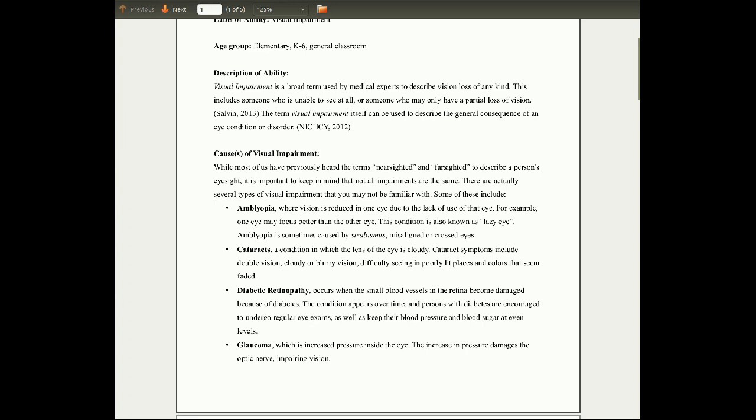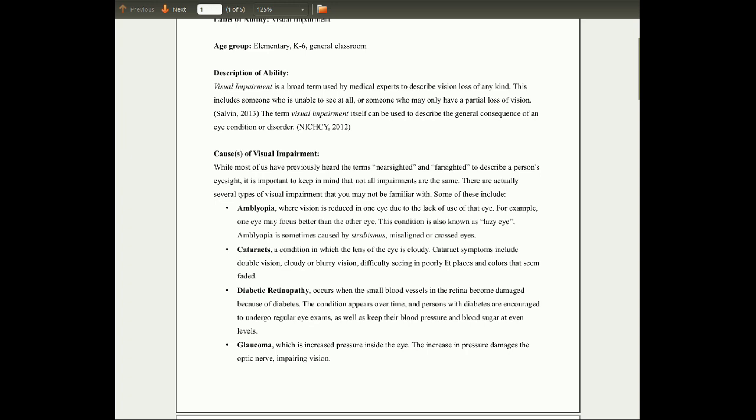Cataracts are also a condition that would cause an eye impairment. It's where the lens of the eye is cloudy. Cataract symptoms would include double vision, cloudy or blurry vision, also difficulty seeing in poorly lit places and colors that would seem faded. Diabetic retinopathy is another condition.